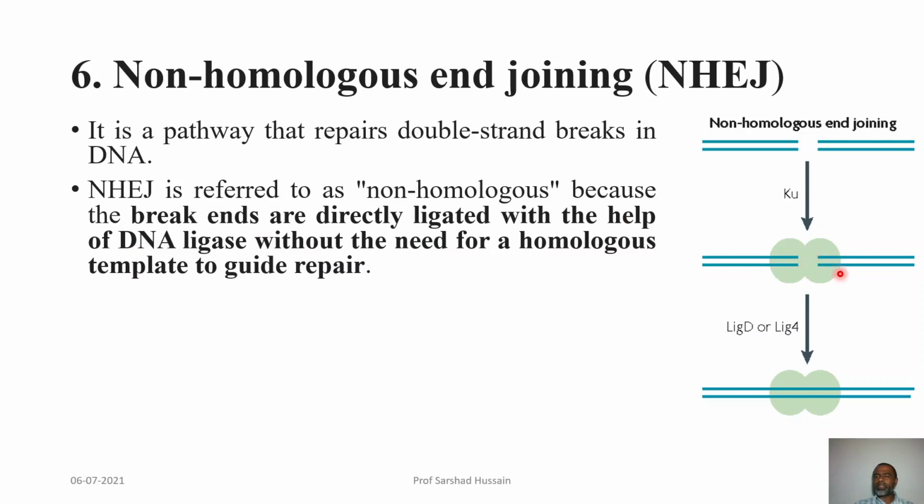So it was just annealing of the two broken ends. There was no need or utilization of a homologous template. This is just annealing of the two broken parts, and this is called non-homologous end joining.